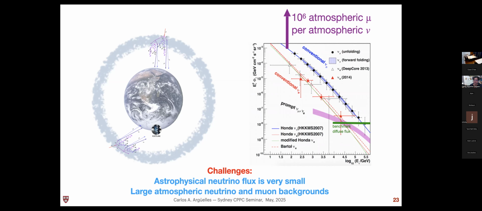You can compare that to the size of atmospheric neutrino emission, which are represented here for electron and muon neutrinos as these red and blue crosses. And so you can see that the background is much larger. And remember that for every atmospheric neutrino that we see, there are a million muons that we have to take over. So how do we actually see astrophysical neutrinos?